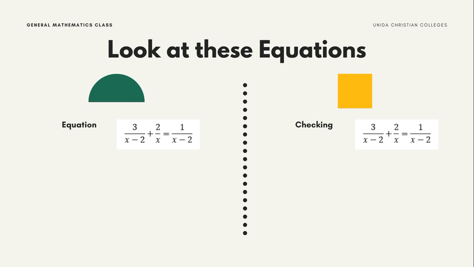Okay, next. We have here the second example under the CRAM method. We have 3 over x minus 2 plus 2 over x is equal to 1 over x minus 2. Okay, so letter C. Clear all fractions. So, how do we clear the fractions? We will multiply both sides by the LCD of the given equation. So, let's look at our denominators.